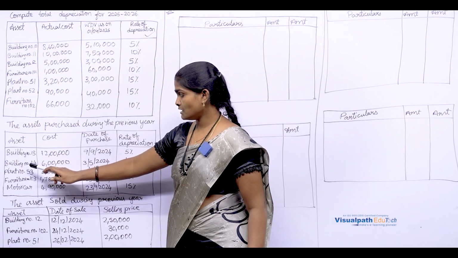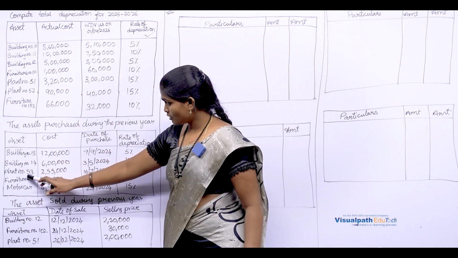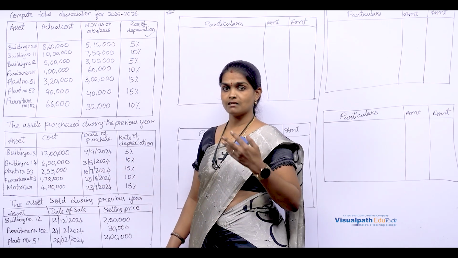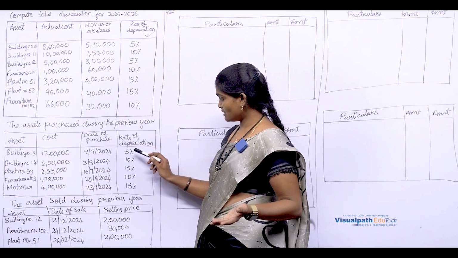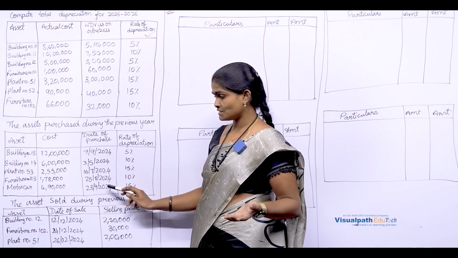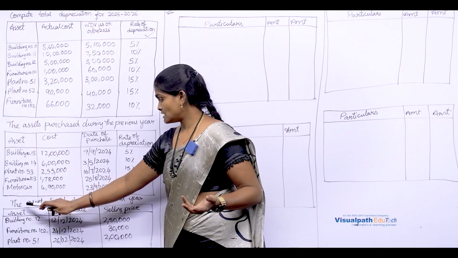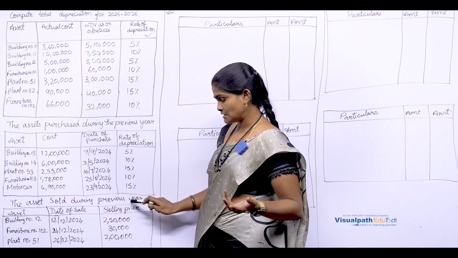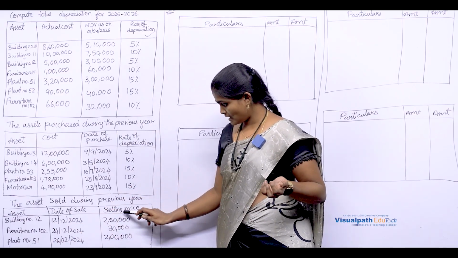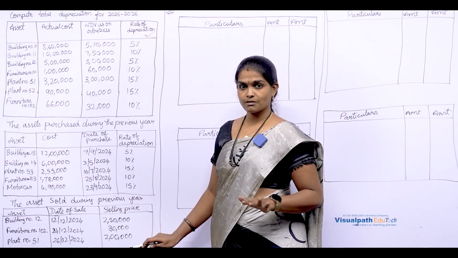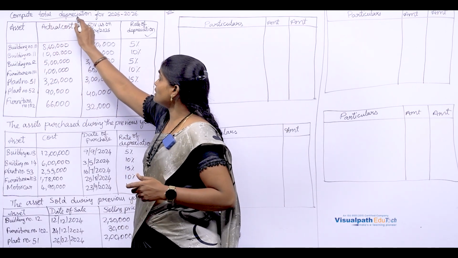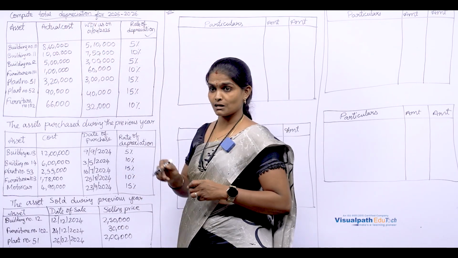So building number 13, building number 14, plant number 53. These all are the asset which has been purchased during the previous year, and this is the rate of depreciation which is given, and date of purchase is also given. Next, the asset sold during the previous year. 3 assets have been sold, and date of sale and selling price is also given. Now what we need to calculate? We need to calculate the total depreciation for the year 25-26.